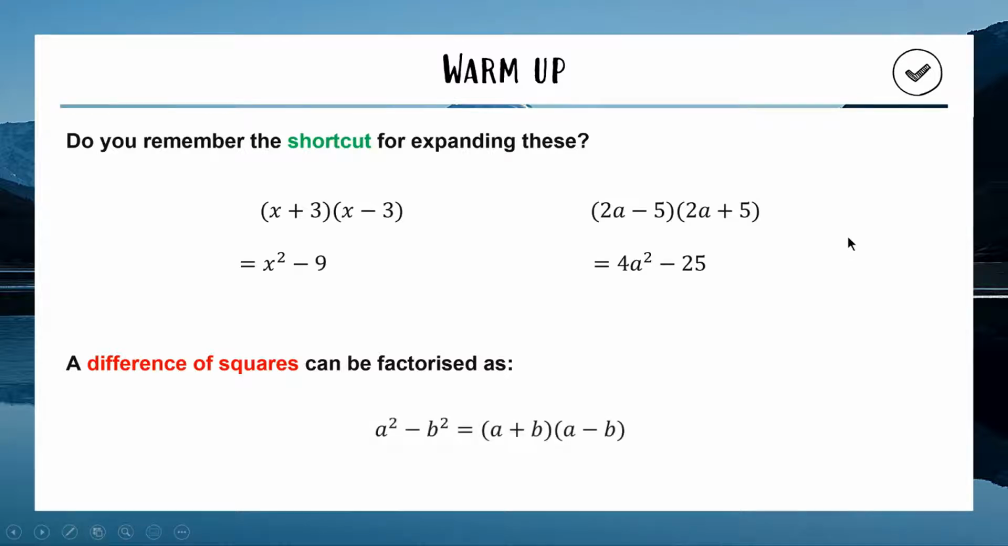All right, so in our notes, we're going to put that a squared take away b squared can be factorized as a plus b and then a minus b multiplied. And that's called the difference of squares. Let's have a look at some examples to get a better understanding of what's happening here.